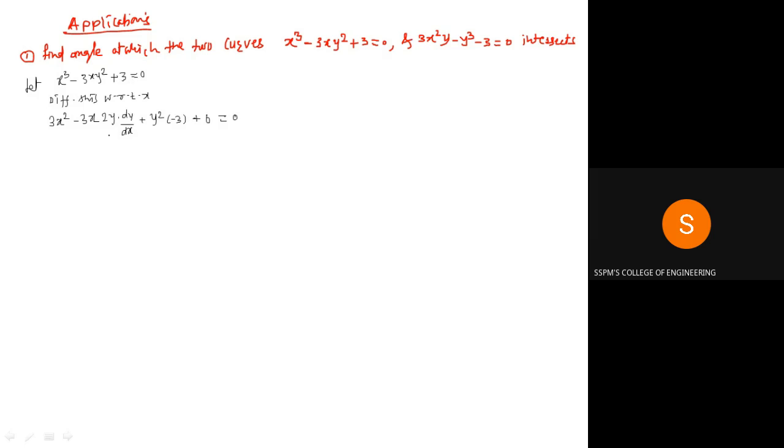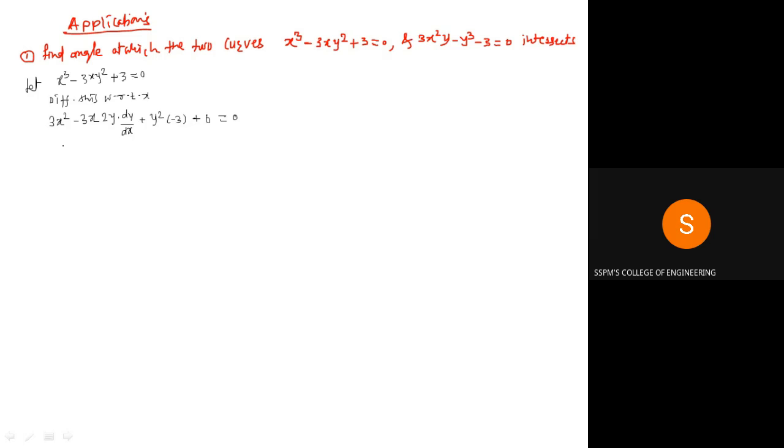Okay. Now in this case, we need to find the value of dy by dx. And what does it define? It defines the slope of the first curve. The slope of the first curve, that is the tangent. Okay. So except dy by dx, what are the remaining terms? 3x square minus 3y square. 3x square minus 3y square. Okay. So 3 is common to all. Take it outside and you can shift there to the RHS, that is 0 by 3 is 0. So what are the remaining terms?